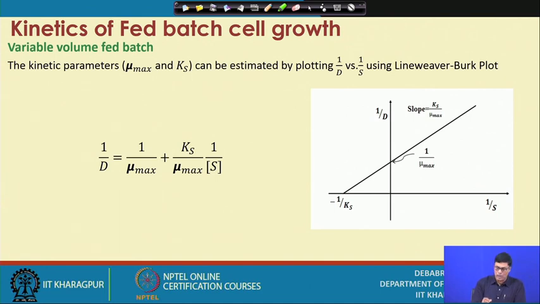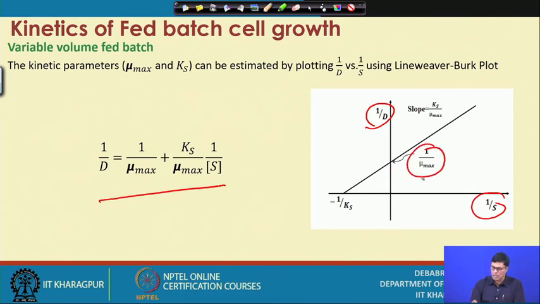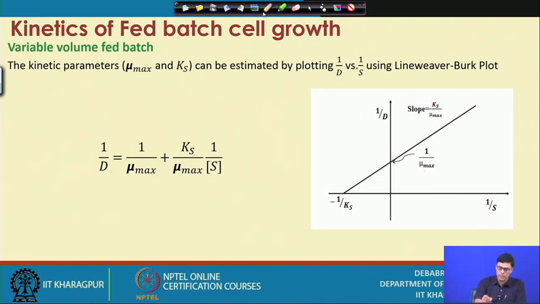Now, how can we find out the kinetic constants? By using the Lineweaver-Burk plot, we can do that. We can plot 1 by D versus 1 by S, because by this Lineweaver-Burk plot, using the Monod equation, the intercept will give you the value of 1 by mu max, and the slope will give you Ks by mu max. Now, this mu max value you put here, and you will get the Ks value of the organism.